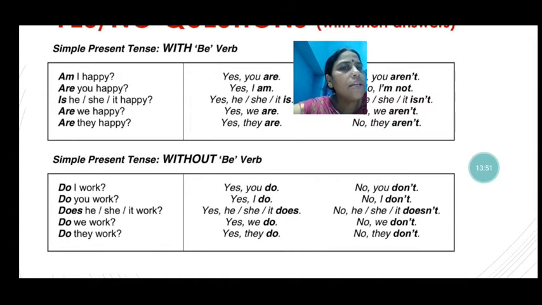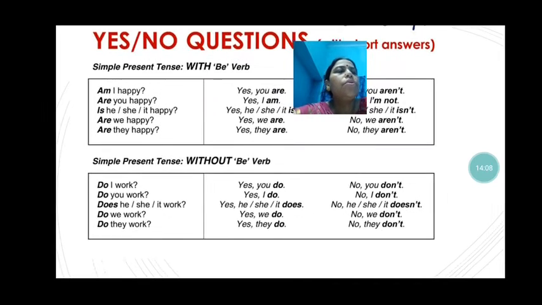Now see do and does. With you, we, they and I, we use do. With he, she, it, we use does. No, he or she or it doesn't. Do we work? Yes, we do. No, we don't. Do they work? Yes, they do. No, they don't.